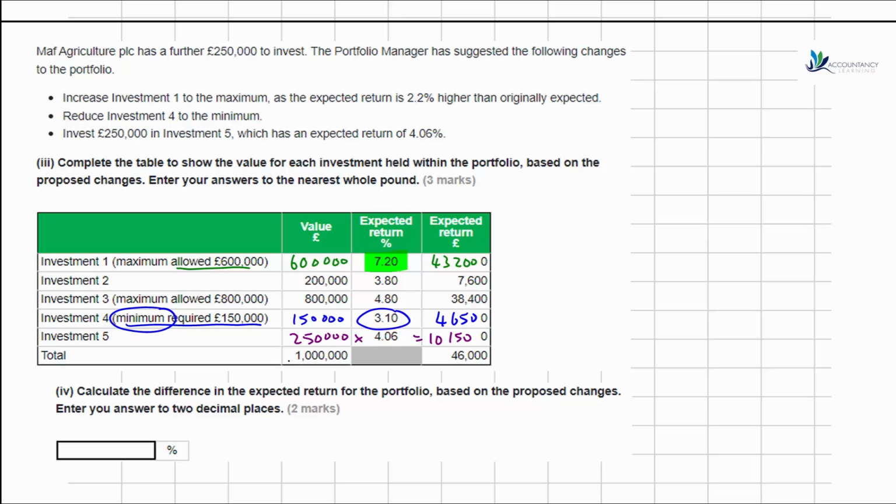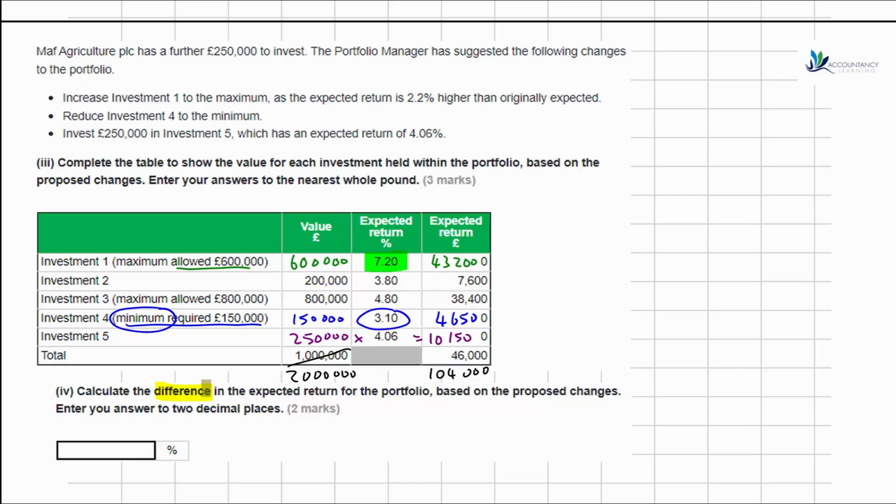So what about our totals? Well, these totals would automatically update using the software. So we've invested a total of 2 million. And when we add up our expected return, then we get a total of 104,000.